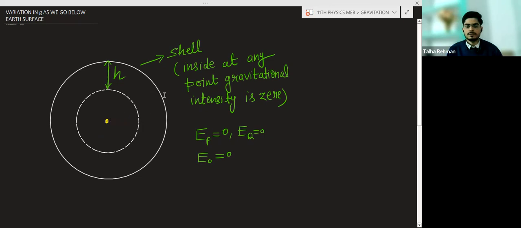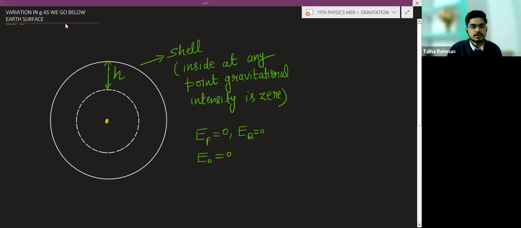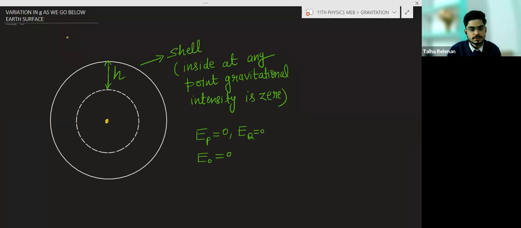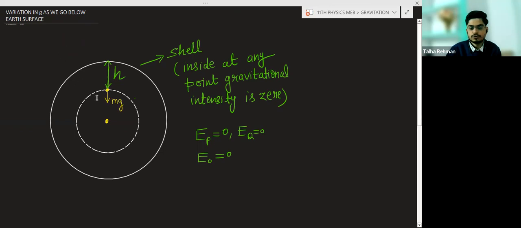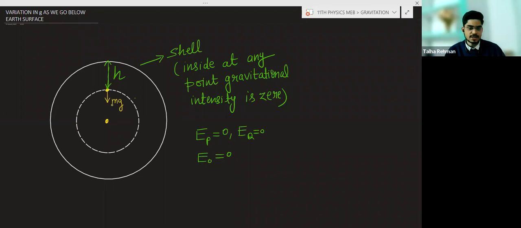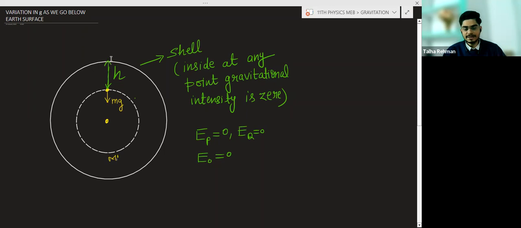Okay. So what we will do, we will take m mass here. Suppose m mass is placed. So on this m mass, there will be the force mg toward the center of the earth. And now the mass of the earth will change, because this much mass of the earth will be left. Suppose this mass of the earth is m dash. At depth h, the mass of the earth is this, and this is m dash.